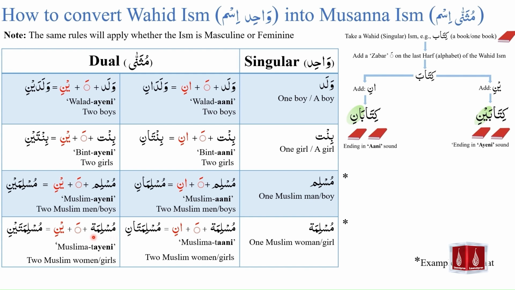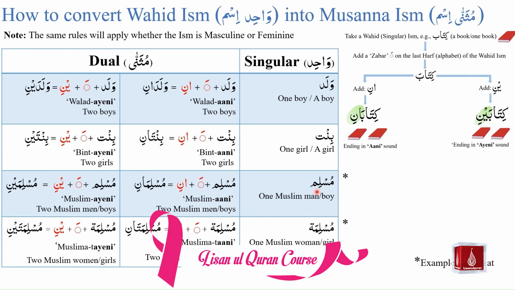Again, we'll have to open up the gol ta or get rid of the gol ta at the end, add a zabar on ta, followed by ya and noon zair, which we will convert into muslimataini. It also means two Muslim women or two Muslim girls. To revise, walad becomes waladani, waladaini. Bint becomes bintani, bintaini. Muslim becomes muslimani, muslimaini. Muslima becomes muslimatani, muslimataini.